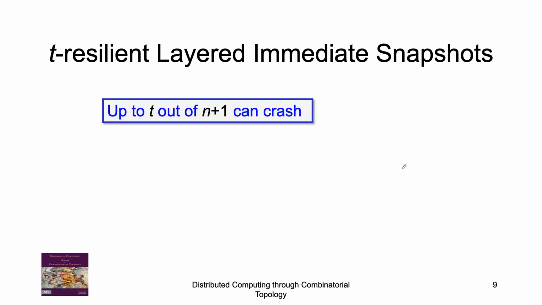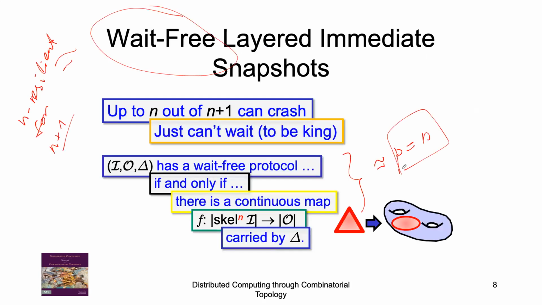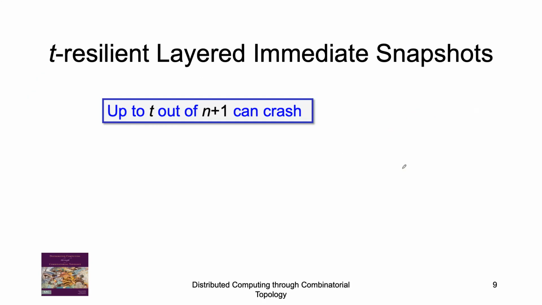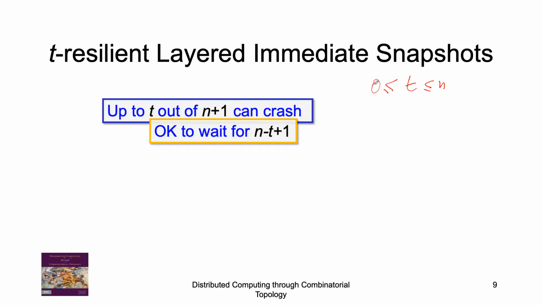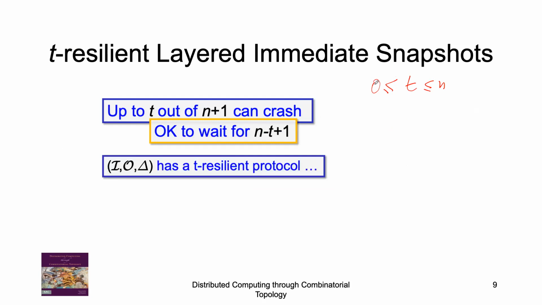Right, so we have t-resilient layered immediate snapshots, where up to t out of n plus 1 processes can now crash. Before we had up to n out of n plus 1, now up to t. t is possibly less than n. It's okay to wait until n minus t plus 1 processes move, right? Because up to t can fail, and you have n plus 1 processes, at least n plus 1 minus t should be correct, should take steps.